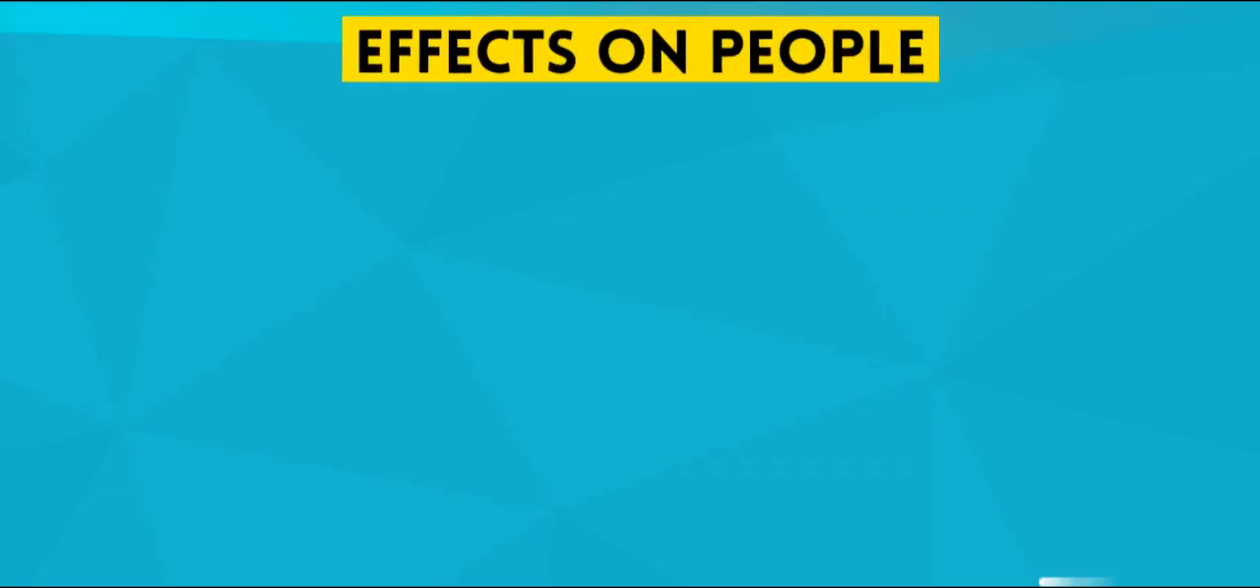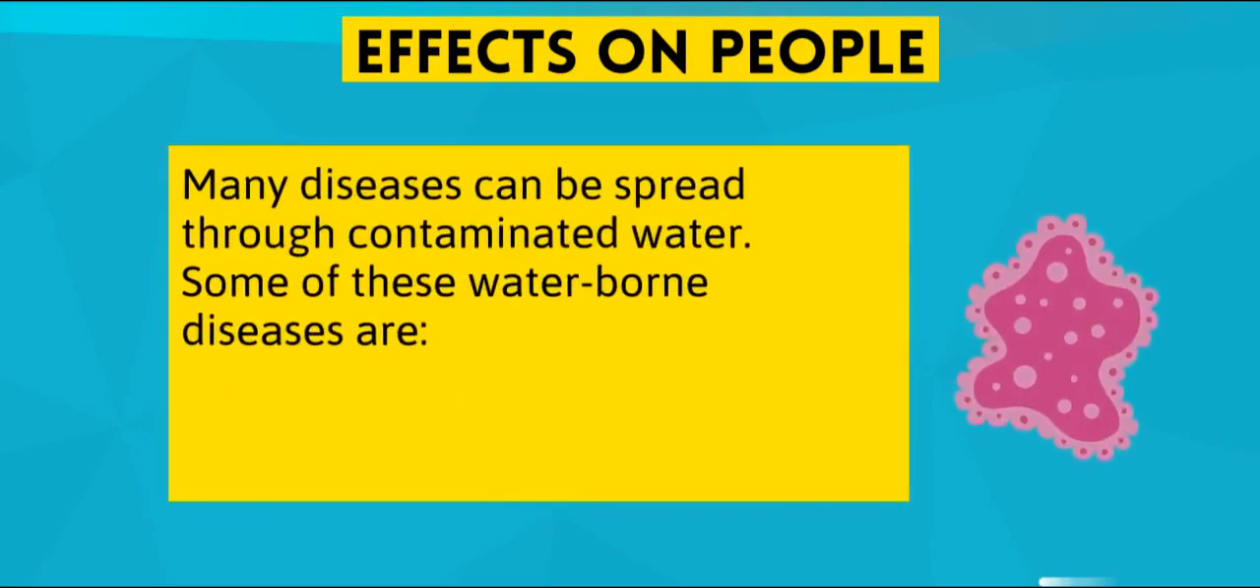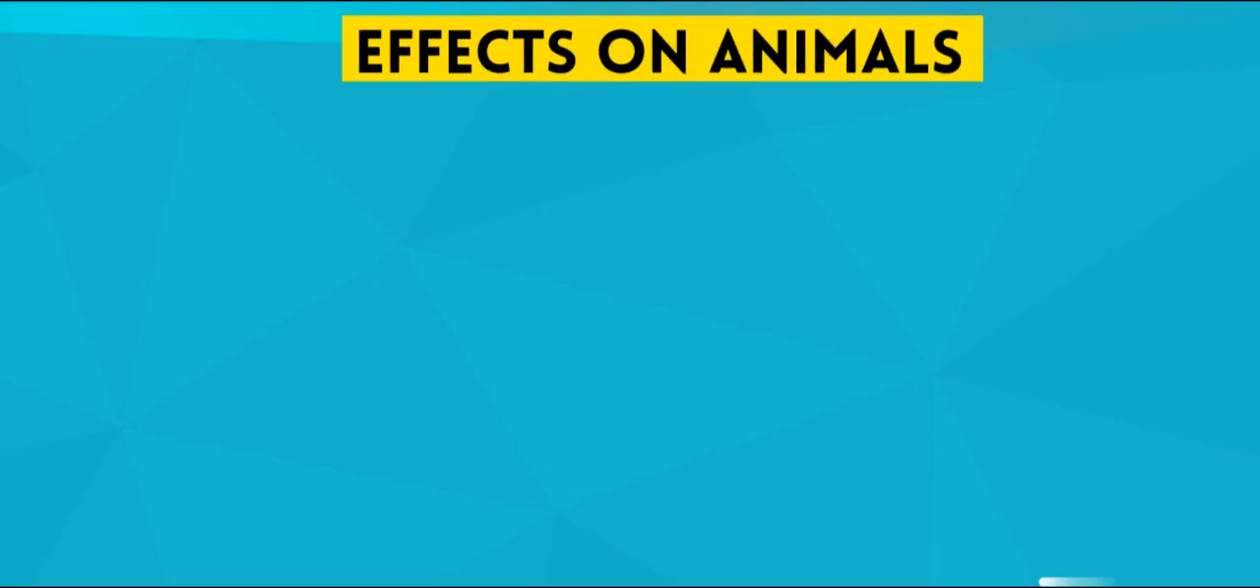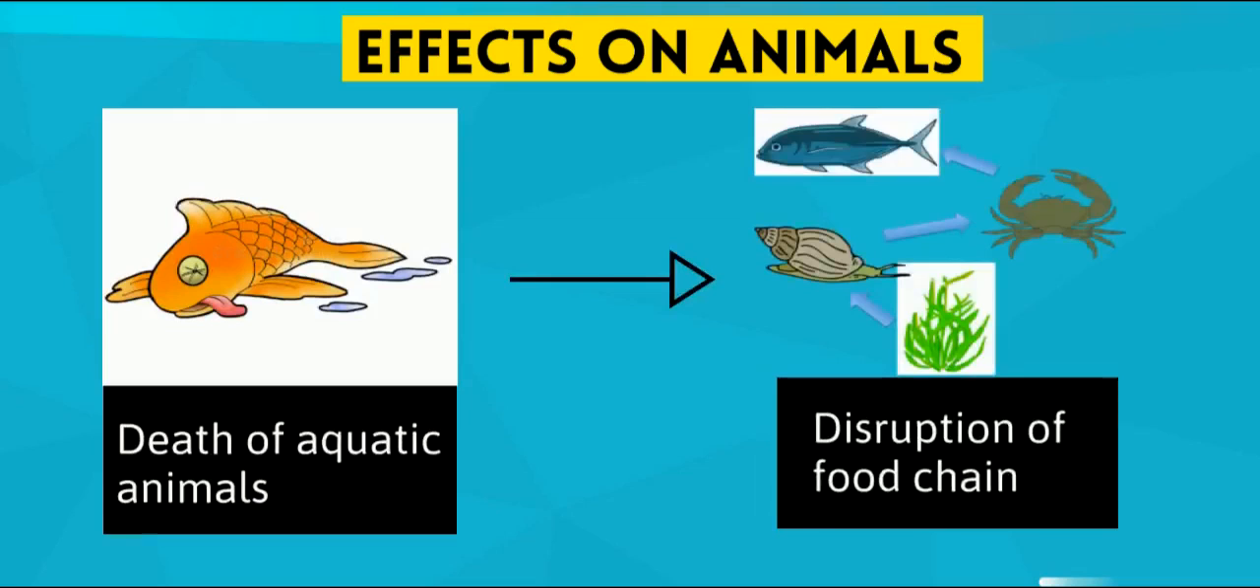The real question here is, how can polluted water affect people? The answer is that many diseases can be spread through that contaminated water. And some of these diseases are fever, cholera, and malaria. Effects on animals. A large number of aquatic animals die every year, and that's a big problem because it's contributing to the disruption of the food chain, thus to the extinction of those animals.